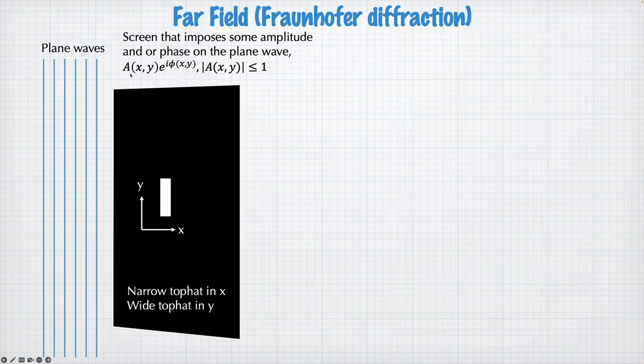More generally, the function could be written as some function of X and Y with an amplitude in the XY plane and a phase in the XY plane. That could be some piece of glass with different thicknesses and parts of it have got paint on it or something, and then you have a more complicated object. This one's really simple. Top hats in the X and Y direction. Narrow in X, wide in Y.